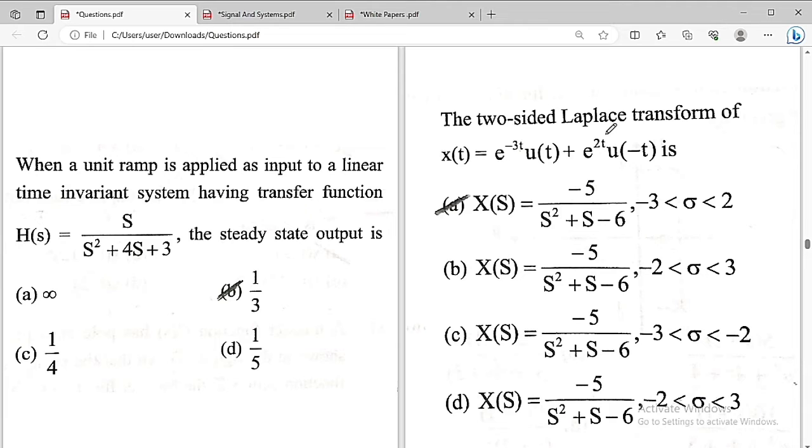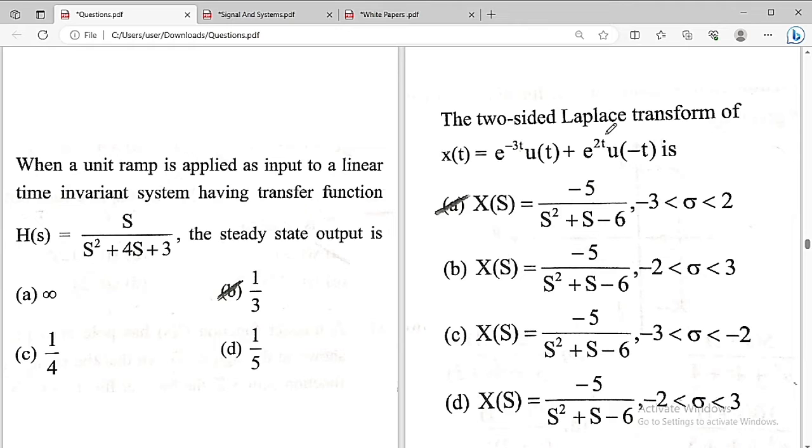So always remember, the bilateral Laplace transform is also called the two-sided Laplace transform because the integration goes from t equals minus infinity to plus infinity. And the unilateral Laplace transform is also called the one-sided Laplace transform, meaning the integration goes from t equals 0 to t equals infinity. In this case, the two-sided Laplace transform means we are doing the integration from t equals minus infinity to t equals plus infinity.